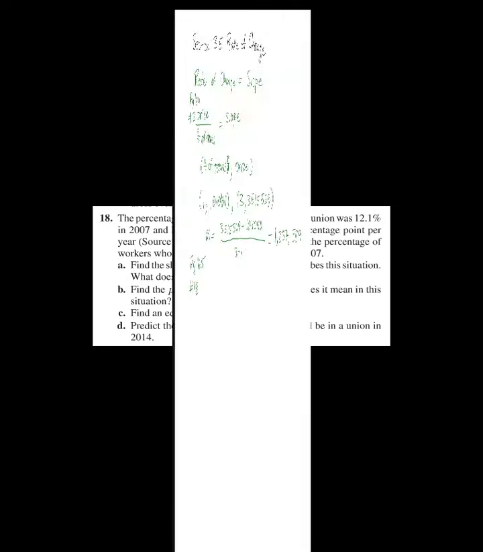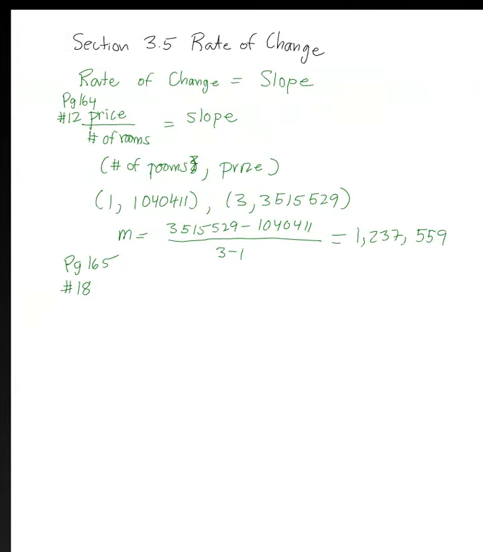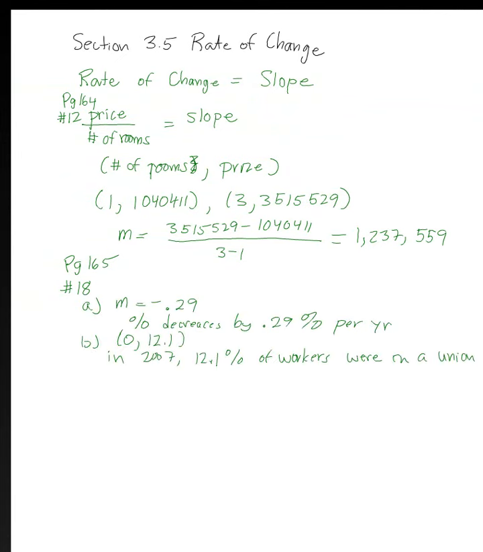All right, now to do the last two parts, I'm going to go back to my pen and do a little writing here. So here's where we are. Number 18, so far we said m is negative 0.29, which means the workers' percent decreases by 0.29% per year. And our intercept was 12.1, which means in 2007, 12.1% of the workers were in a union.